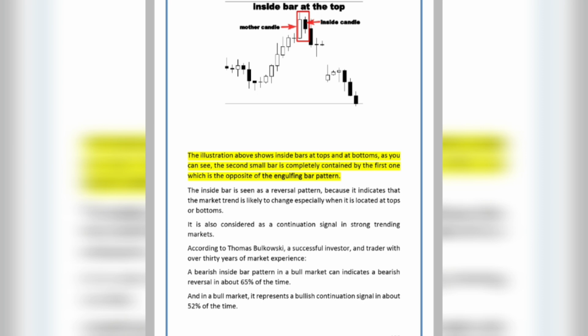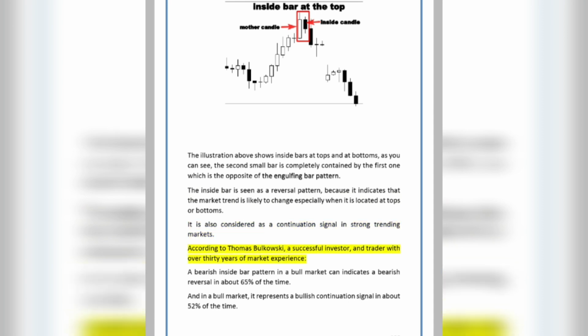The inside bar is seen as a reversal pattern because it indicates that the market trend is likely to change, especially when it is located at tops or bottoms. It is also considered as a continuation signal in strong trending markets.